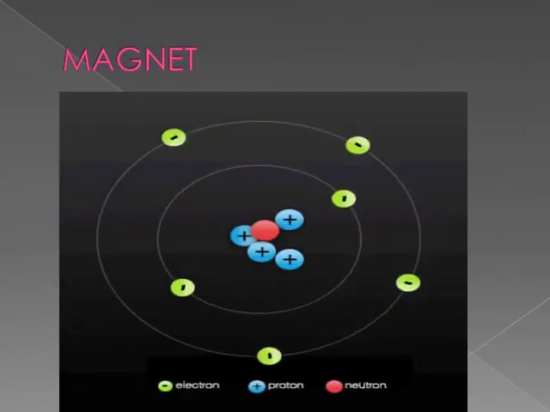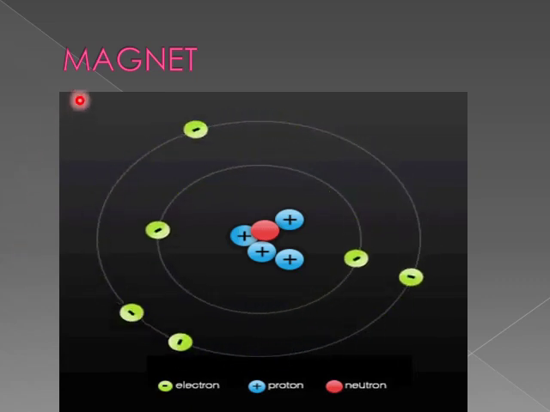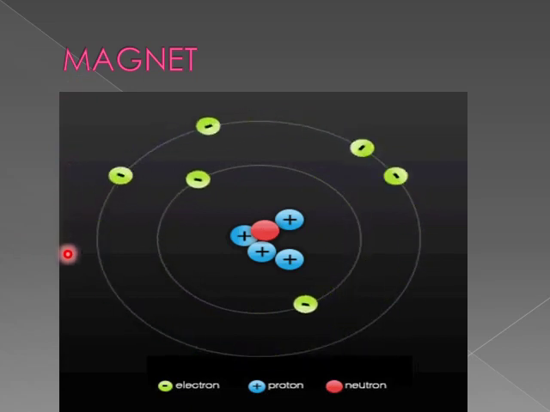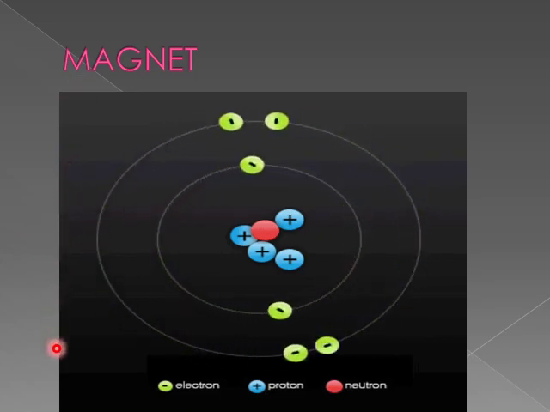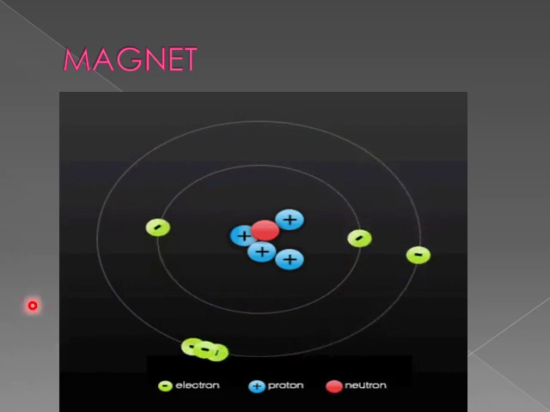So, my dear students, what is a magnet? The object that can attract iron is called a magnet. So, my dear students, how is the magnetic force produced? You can see here the structure of an atom. When there is a movement of electrons, that also causes the magnetic properties of some objects.